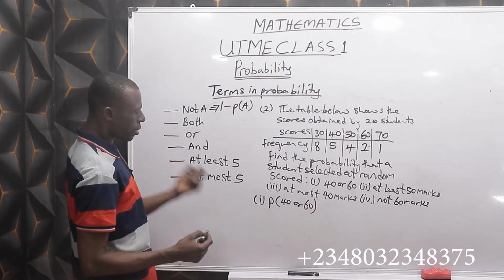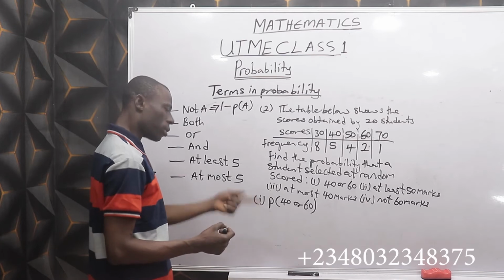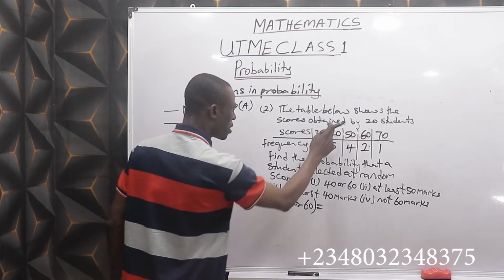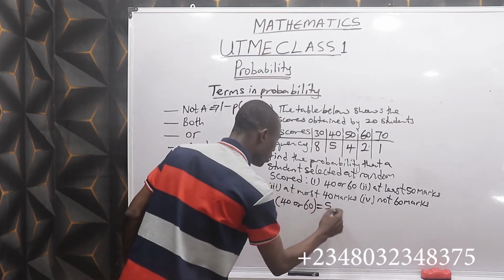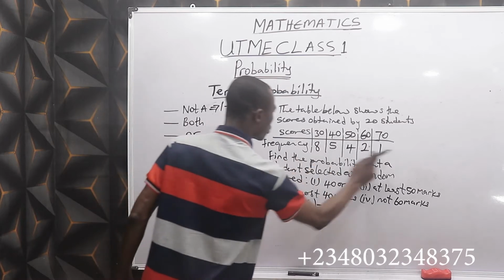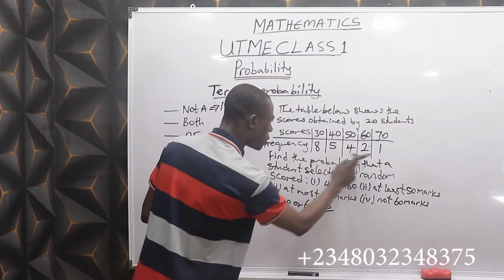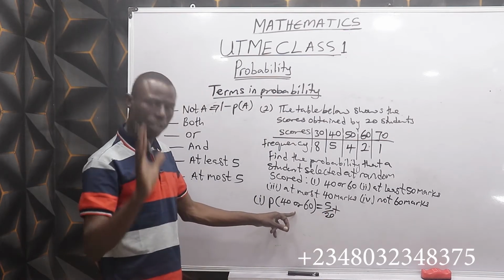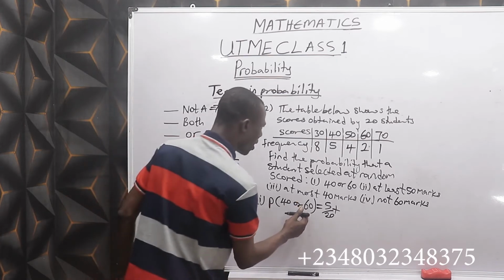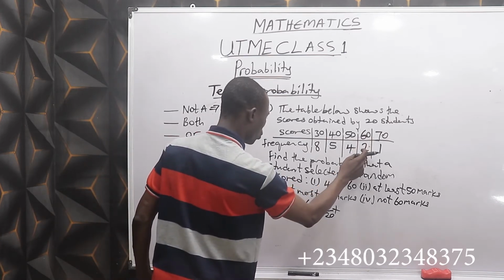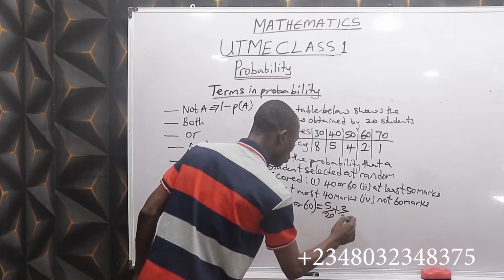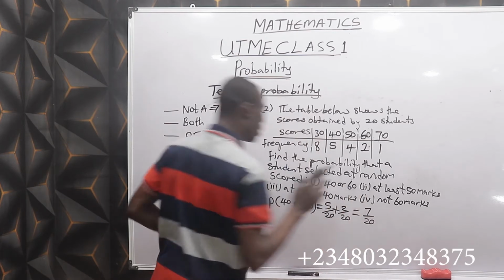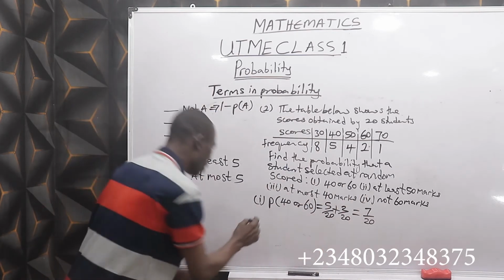The probability of selecting a student that scored 40 or 60 marks will be equal to the number of students that scored 40, that is 5, all over the total possible outcome, which is the total frequency, which is 20, plus, the or is always addition in probability, 60 marks. How many students scored 60 marks? 2. 2 over 20, which gives 7 over 20. And that ends that.